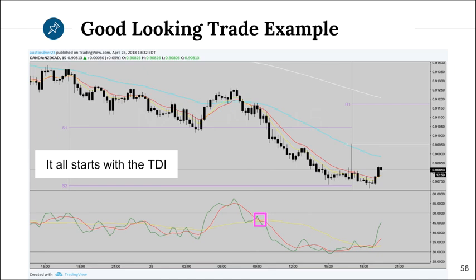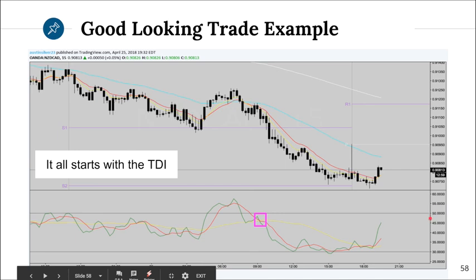It all starts with the TDI. The TDI is very important to us. It determines if we should be buying or selling during this day. The first thing that we're looking at always is what zone is the TDI in. We have two zones with the TDI, and I'm going to explain this to you in a few slides. A buy zone and a sell zone. That's above or below a stationary 50 value.